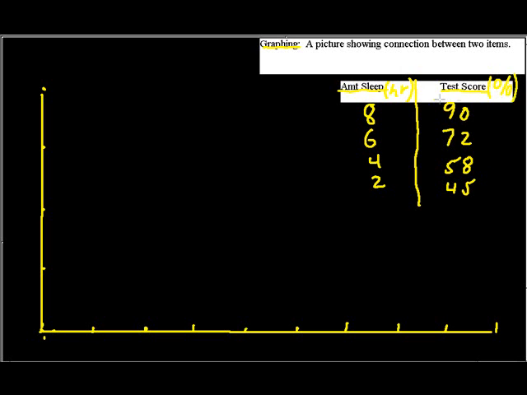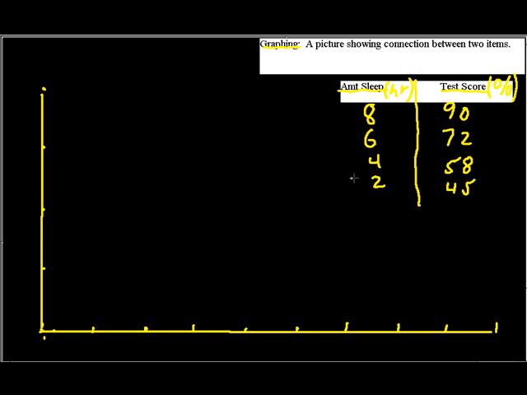So now we have a set of numbers that connect these two items. 8 hours is connected to 90, 6 hours is connected to 72%, 4 hours is connected to 58%. Now, looking at these numbers in and of themselves, you may start to think there seems to be a pattern here. The number of hours of sleep goes down and the test scores go down. So that's true. But what we'd like to do is get a full visual of this.